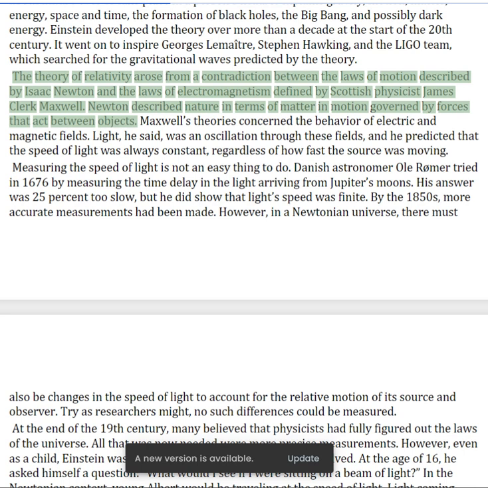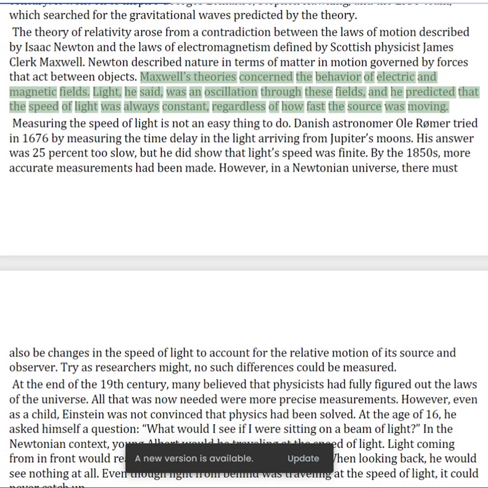Newton described nature in terms of matter in motion governed by forces that act between objects. Maxwell's theories concerned the behavior of electric and magnetic fields. Light, he said, was an oscillation through these fields, and he predicted that the speed of light was always constant, regardless of how fast the source was moving.